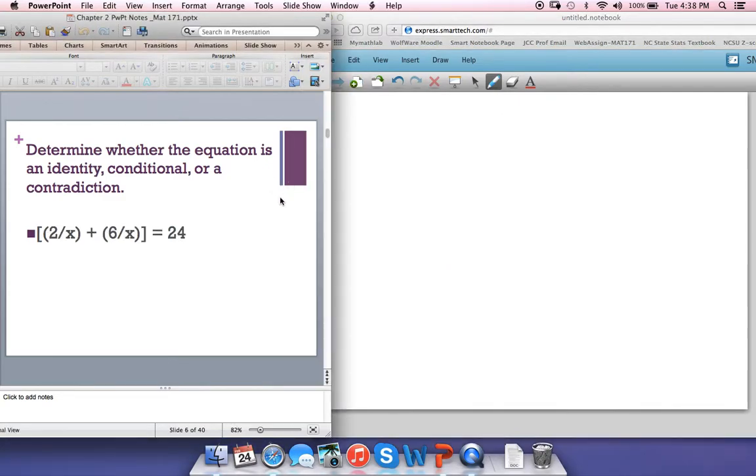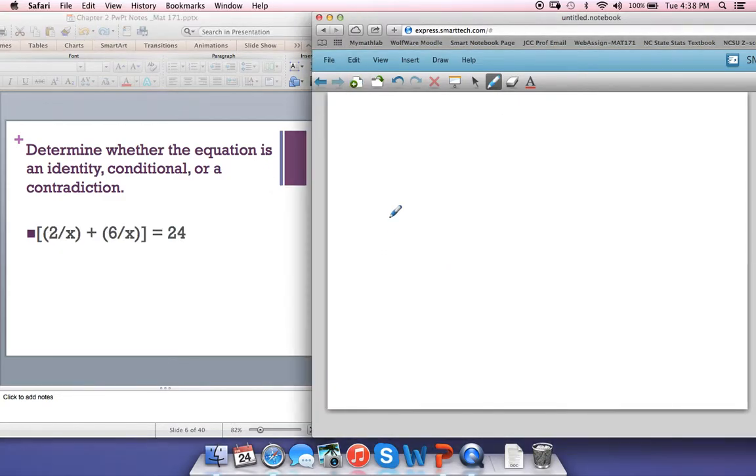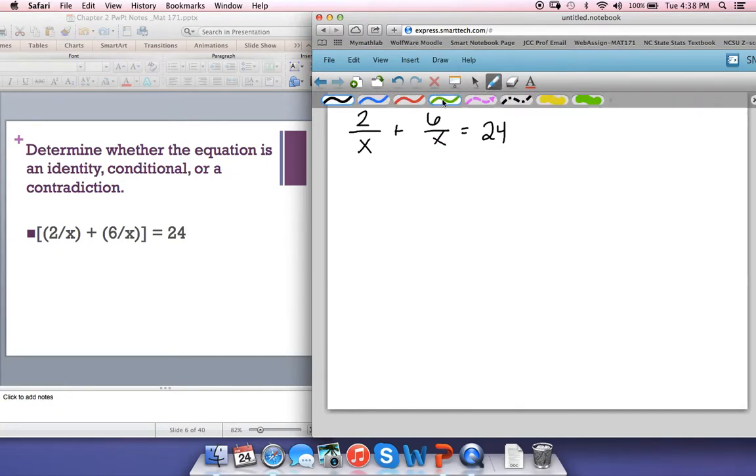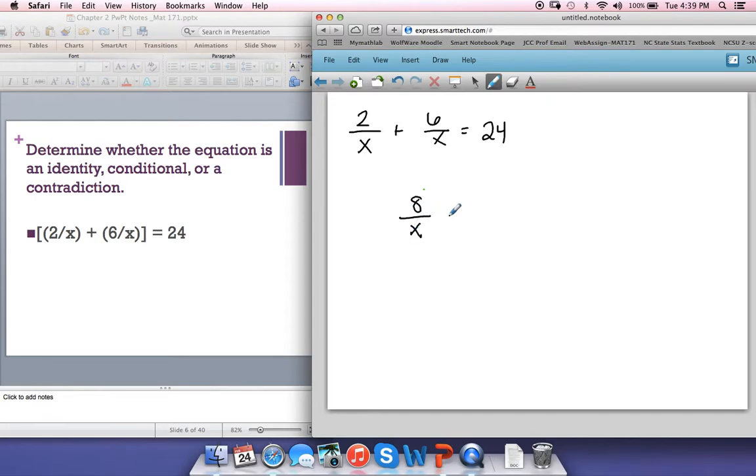All right, we're going to look at our next example. This time I threw in some fractions. So we have 2 over x plus 6 over x equals 24. Now your book talks about solving this using LCDs, a least common denominator. I am 100% fine with you doing that method, although I think that's a little more difficult. However, in this case, because we already have a common denominator, it actually makes it easy for us to solve this. We can solve it straight across. So 2 plus 6 is just 8, and then over x equals 24.